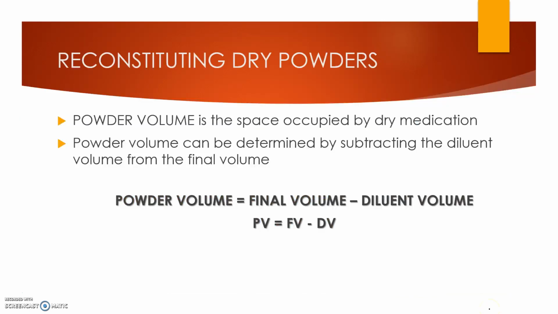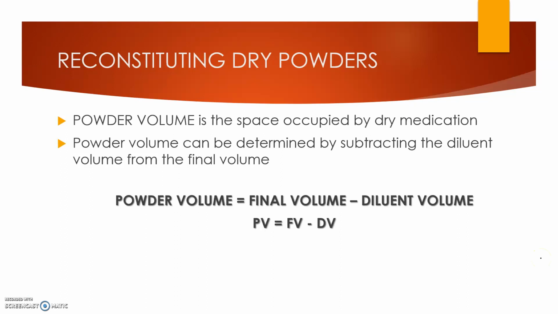So again, to go over it, powder volume is the space occupied by dry medication, whether it's in a vial or in a plastic bottle, when you are reconstituting. Powder volume can be determined by subtracting the diluent volume from the final volume. So you see that in our equation below: powder volume equals final volume minus diluent volume, or PV equals FV minus DV. And we went over that in class.